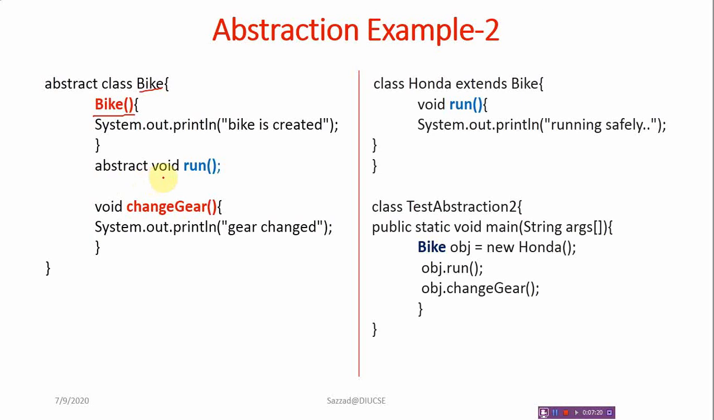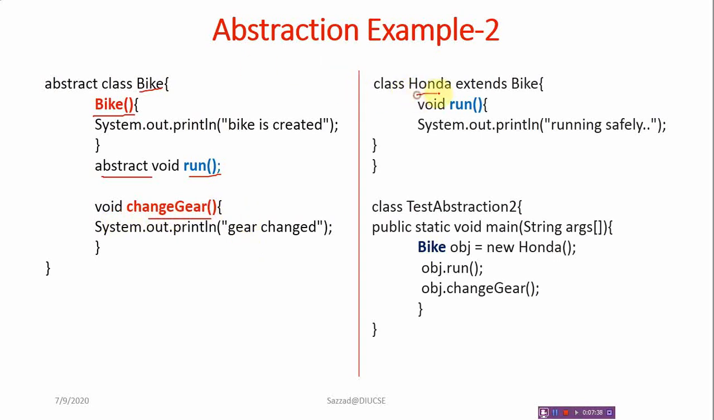And then there is another method, run, which is declared with the abstract keyword. That means this method is an abstract method. And then there is another method which is void, and this is also a non-abstract method, changeGear. Now let's move on to another class.